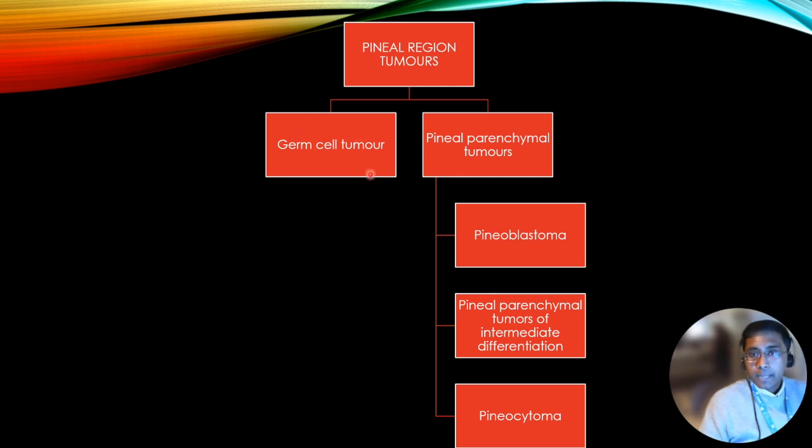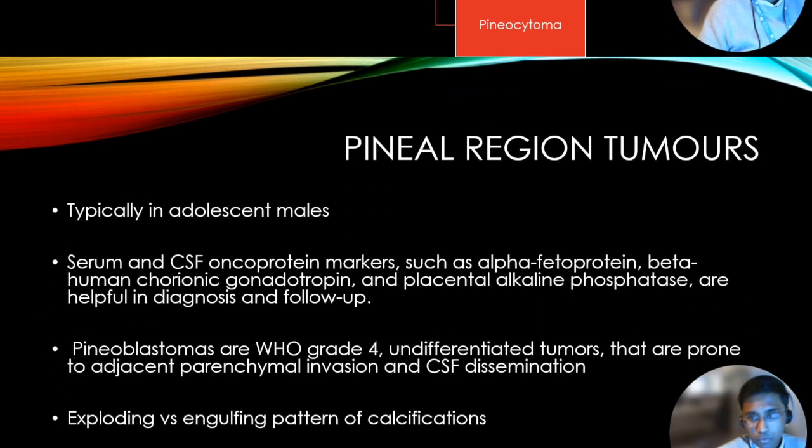Right. Let's go on to the pineal region tumors. Pineal region tumors can be either a germ cell tumor or it can be a primary parenchymal pineal tumor. Out of these, it can be a pineoblastoma, it can be a PPTID or a pineal parenchymal tumor of intermediate differentiation, and finally it could be a pineocytoma.